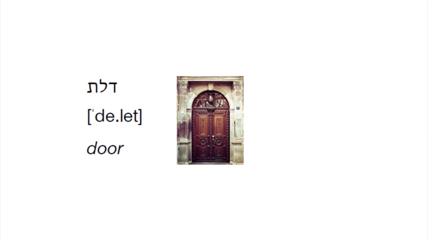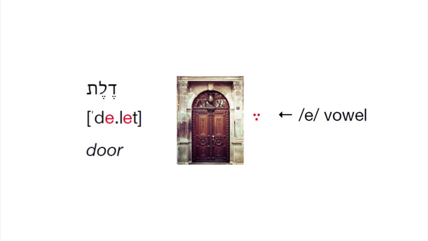Now you might be asking yourself, where on earth are the vowels? How do you know that this is delet rather than dalat or dulot or dilot? Well, let me show you a different version of this same word. There are tiny symbols here that were not in the original word I gave you. Those 3 little dots arranged in a triangle, that's the e vowel. You stick it under a dalet and you get de. You stick it under a lamed and you get le. And so now you're seeing all of the sounds in delet.